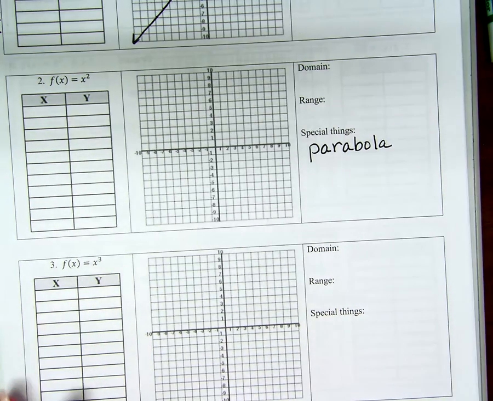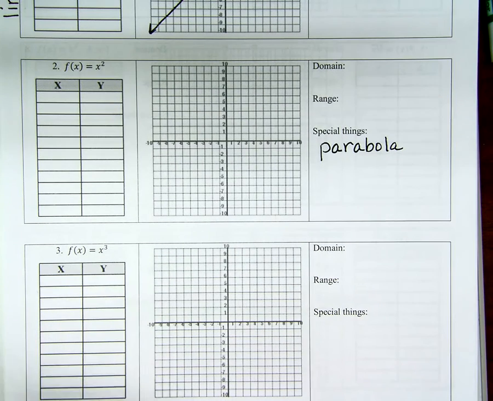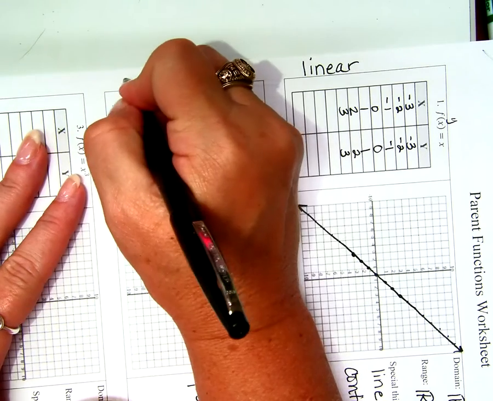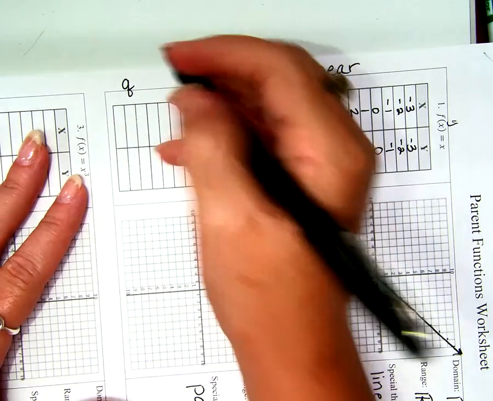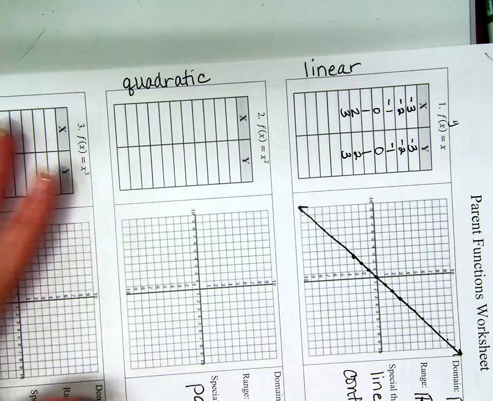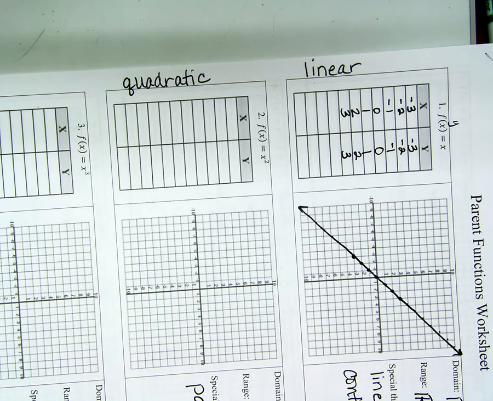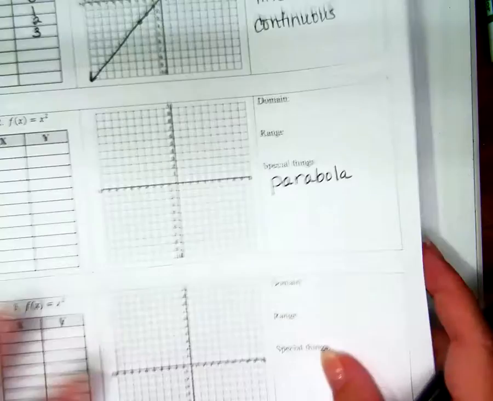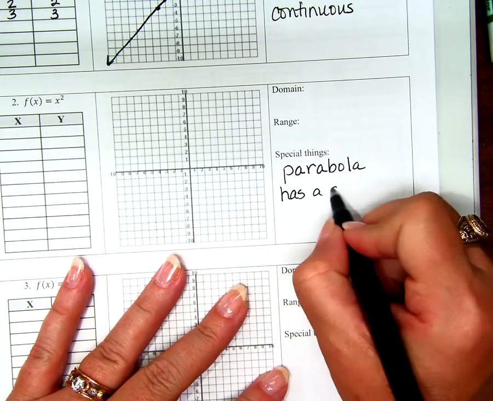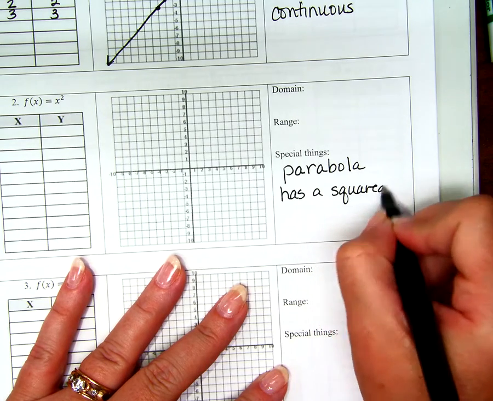Parabola. Excellent. Parallelogram is not quite right. It should be parabola. Does that help you know what the parent function is called? No? Okay, I'll give you a hint. Starts with a Q. Quadratic. Good. It's a quadratic function. How do you know it's a quadratic? What's the hint that gives it away? It's squared. Okay? So we're going to write that right here as well. It has a squared term.